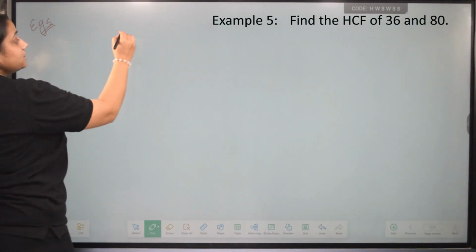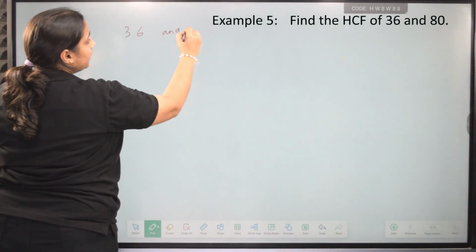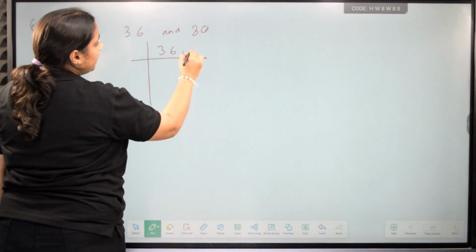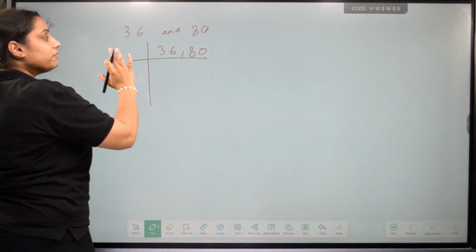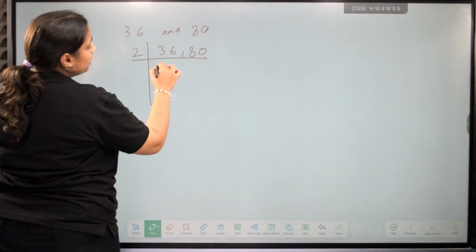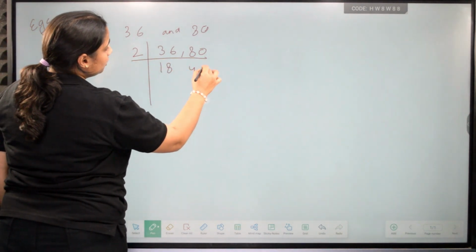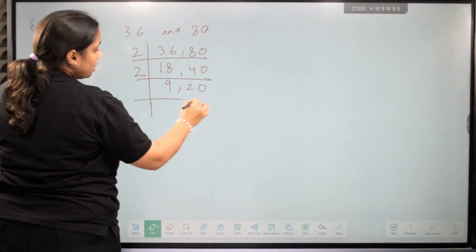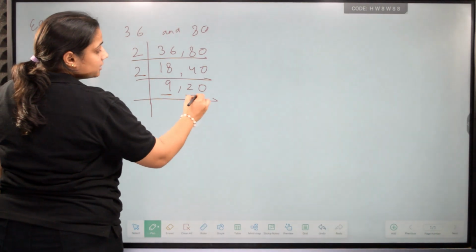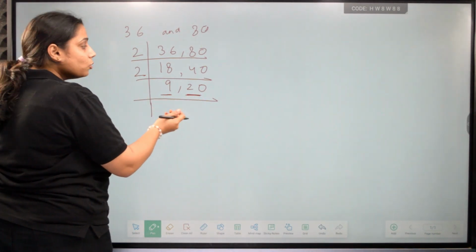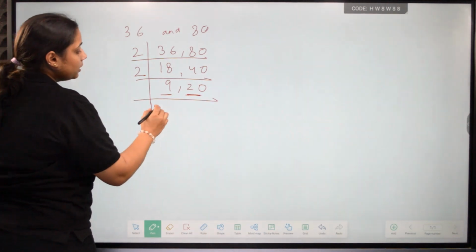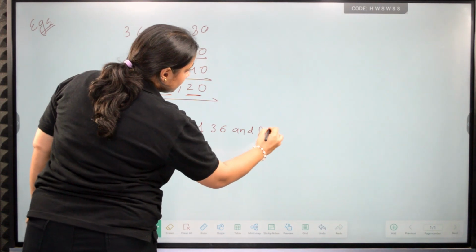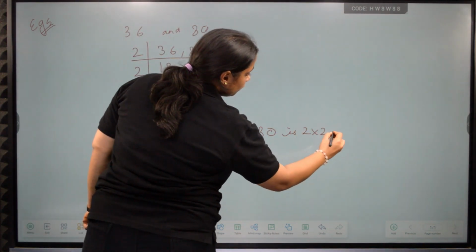Now we'll find the HCF of 36 and 80 using the common division method. So we'll write it as 36 and 80. These both are even numbers, so we'll divide by 2. It will become 18 and 40. Now again by 2, it will become 9 and 20. Now this is odd and this is even. We cannot divide these two numbers by a common number. So we'll stop here and we can say that the HCF of 36 and 80 is 2 into 2, which is equal to 4.